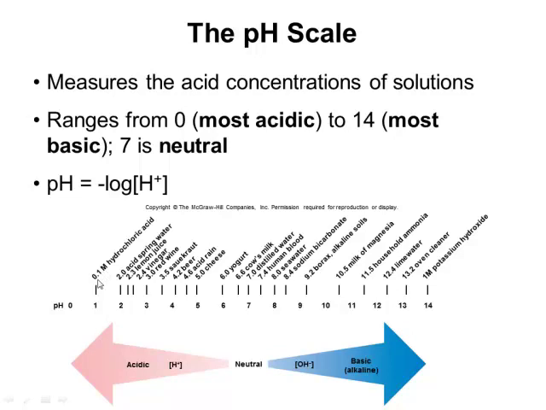0.1 molar would be 10 to the negative 1, and if you take the negative of negative 1, it's 1, so you'd have a pH of 1. So the higher the concentration of hydrogen ions, because 0.1 is much, much bigger than a value like 0.0000000001, the point is that the higher the concentration of hydrogen ions, the lower the pH, and the lower the concentration of hydrogen ions, the higher the pH.